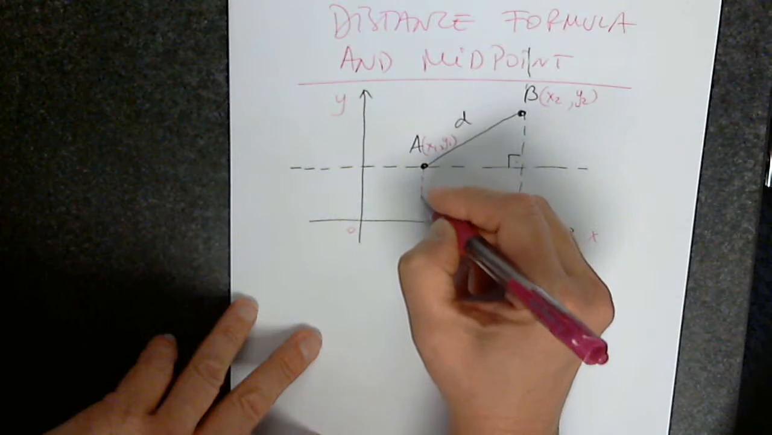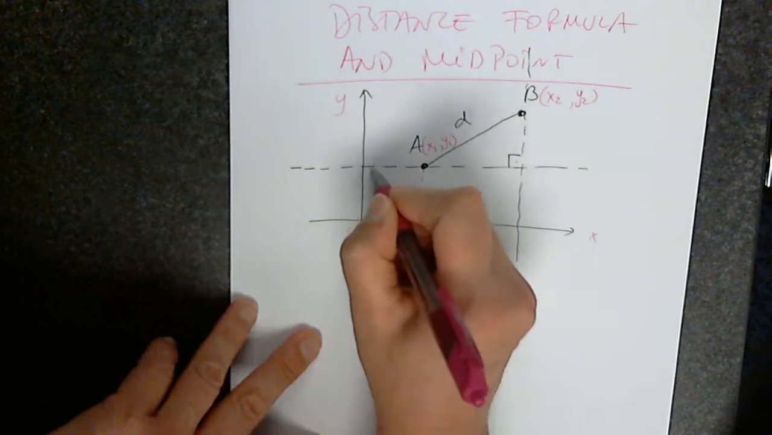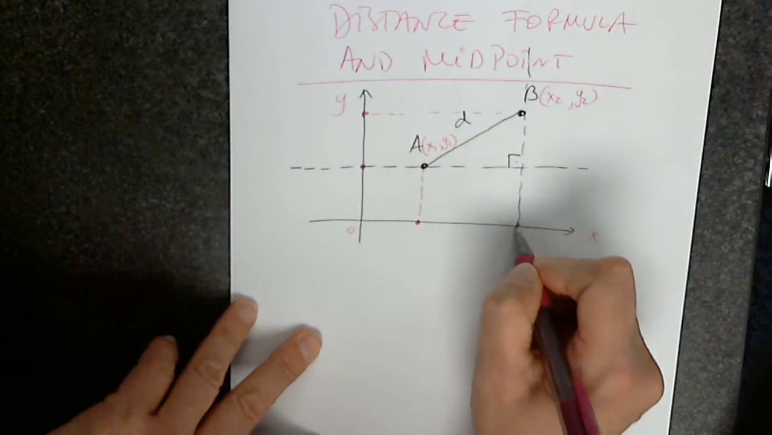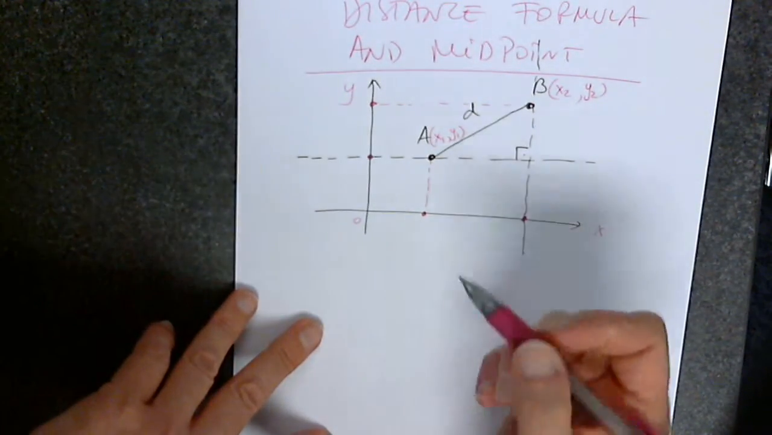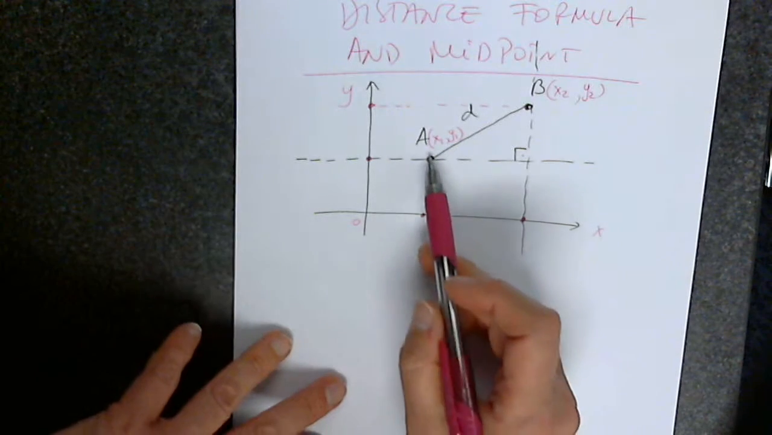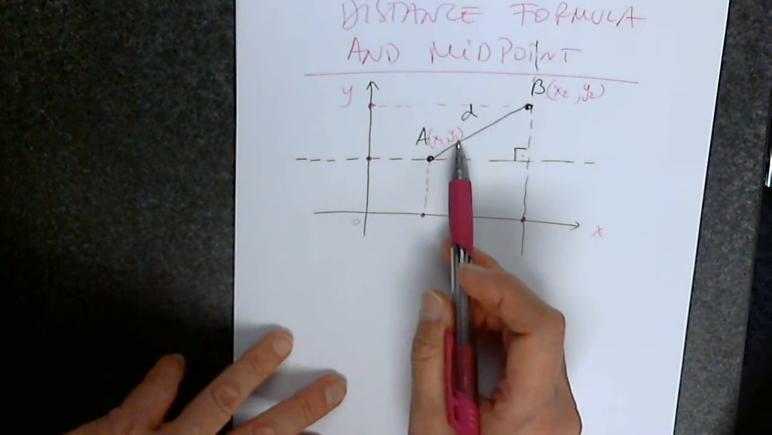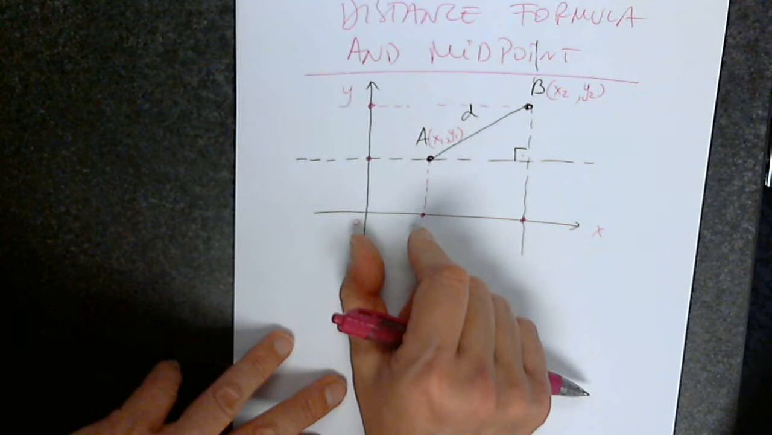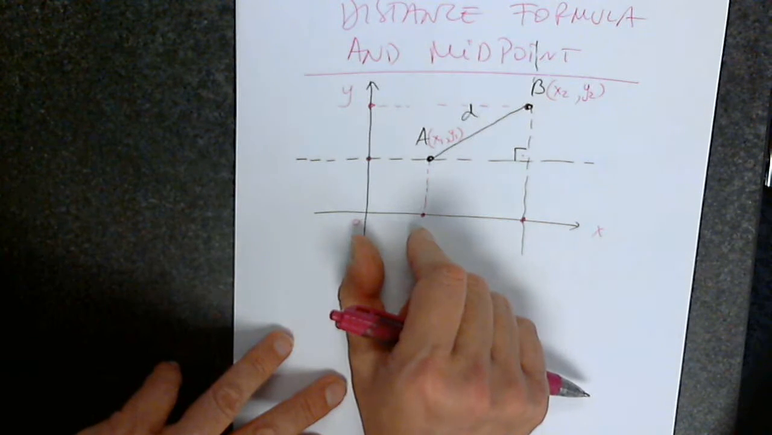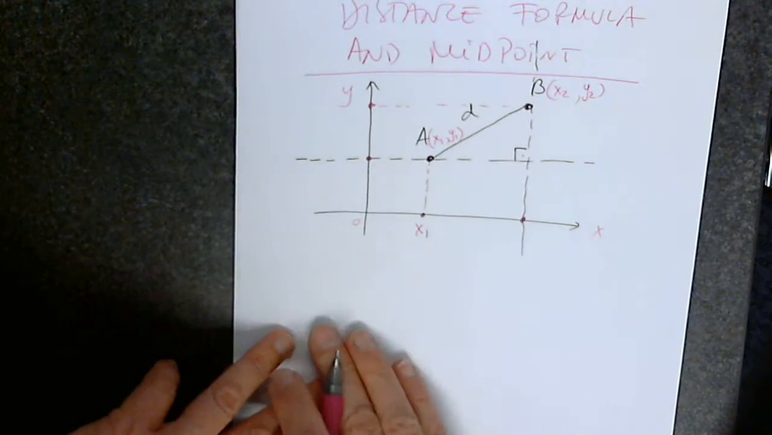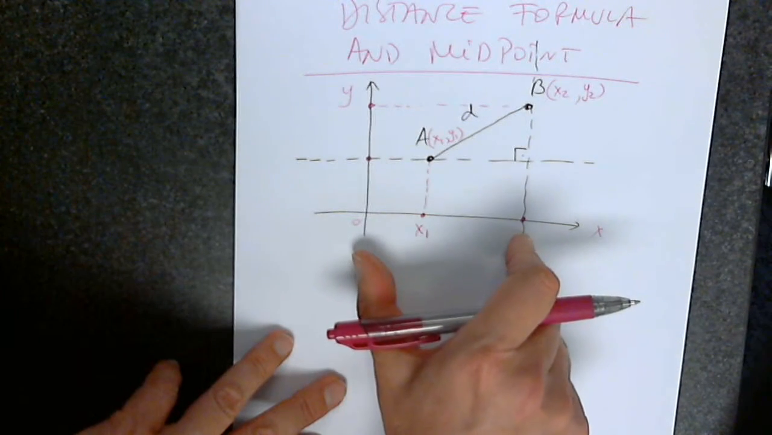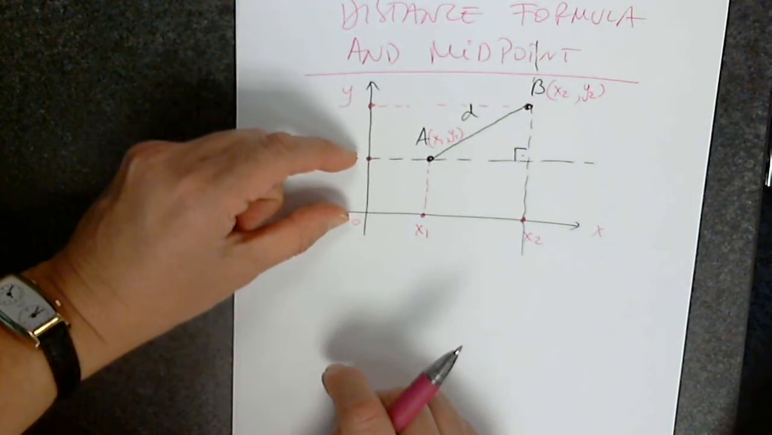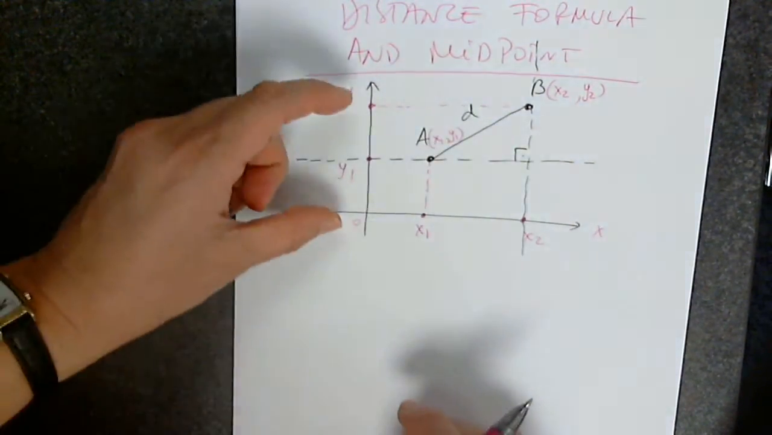So now, what is this? What is this? What is this? And what is this? You cannot give me numbers. You have to give me what you see here. A, x1, comma, y1. How much is this? X1. Very good. So how much is this? Very good. How much is this? Y1.